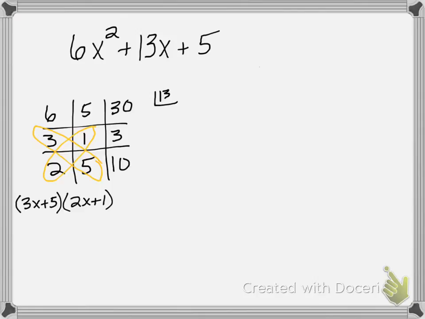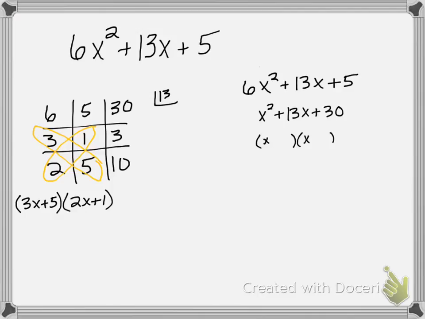Okay, now the other method, I'm going to rewrite the problem over here, okay, is to rewrite the trinomial except moving the a value over with the c and multiplying it together. So I'm going to rewrite the trinomial as x squared plus 13x plus 30, because I took the 6 and multiplied it times 5 to get 30. Now I'm going to factor this like a trinomial that has an a value of 1. So I need two numbers that multiply to get 30 and add to get 13.